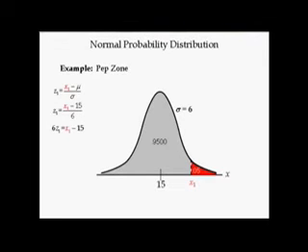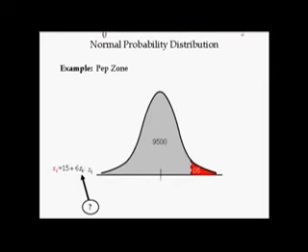To solve this for x1, we first multiply both sides by 6. This cancels out the 6 on the right-hand side. Then we add 15 to both sides, which results in x1 equal to 15 plus 6 times z1. Once z1 is determined, x1 can be computed. To find z1, we turn to the standard normal distribution and its probability table. The standard normal distribution has a mean of 0 and a standard deviation equal to 1.